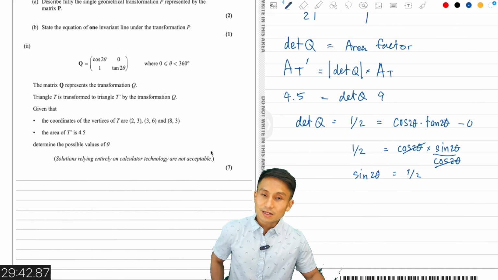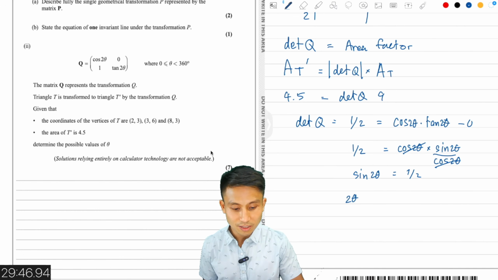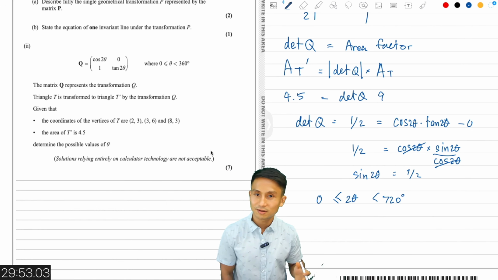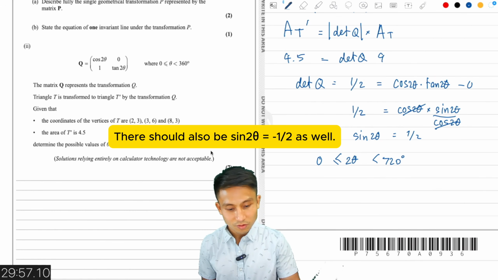Now, theta is in the range of 0 to 360. So that means 2 theta is in this range. I mean, this is pure math now. You should be familiar with this, because you got to be careful. You might get a lot of theta values here. Well, but sine of what angle gives me 1/2?